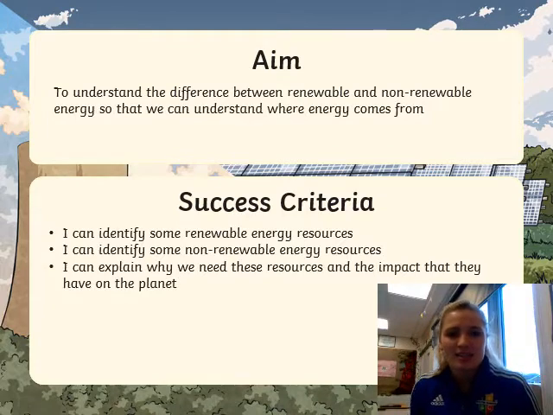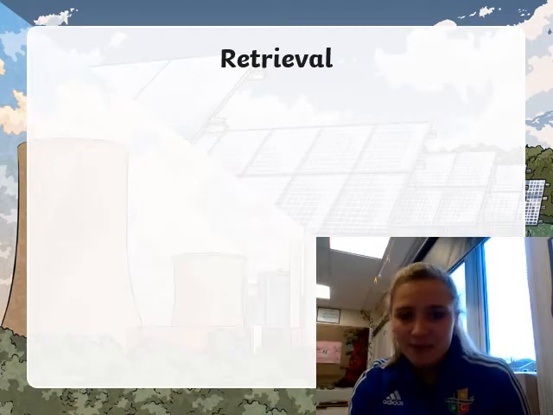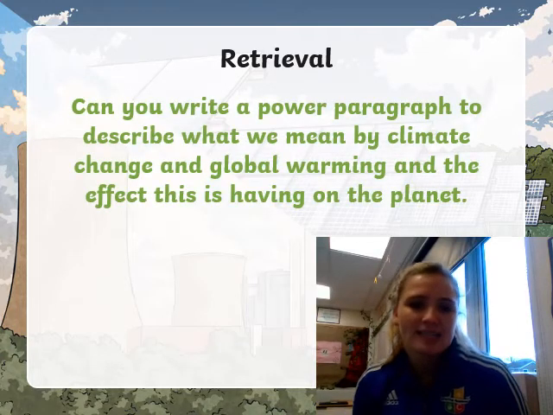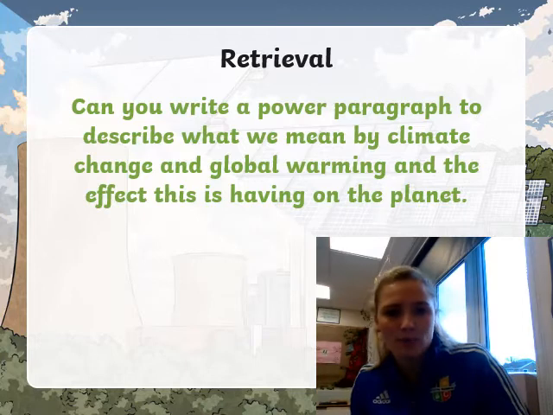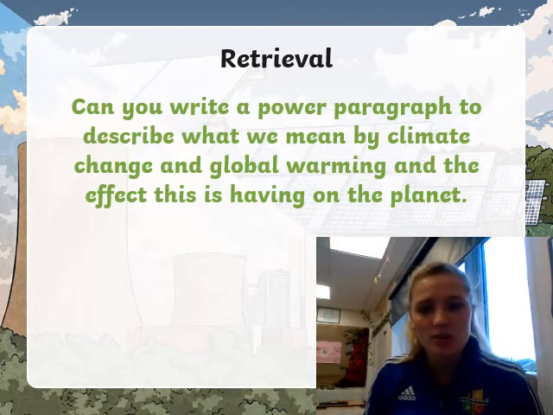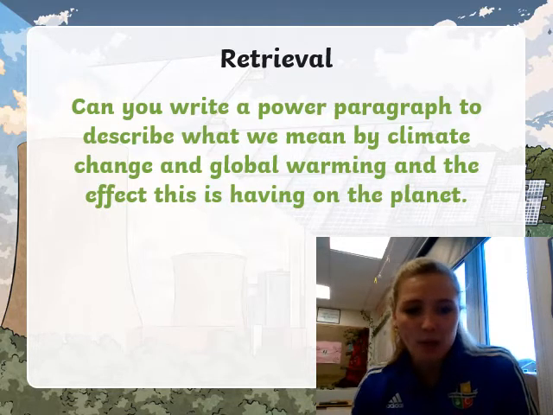So the aim is to understand the difference between renewable and non-renewable energy so that we can understand where energy comes from. We can identify what the resources are and the impact that these have on our planet as well. So first I want you to write the word retrieval as a subheading or as a title, and I want you to write me a paragraph to tell me everything that you can remember about what climate change was, what global warming was, and the effect that this has on our planet.